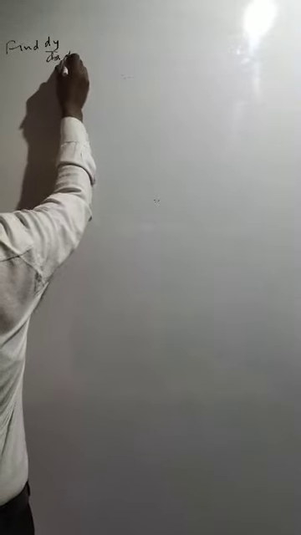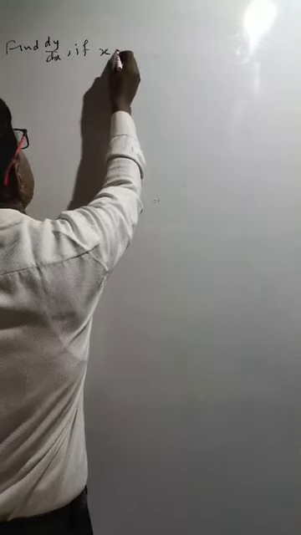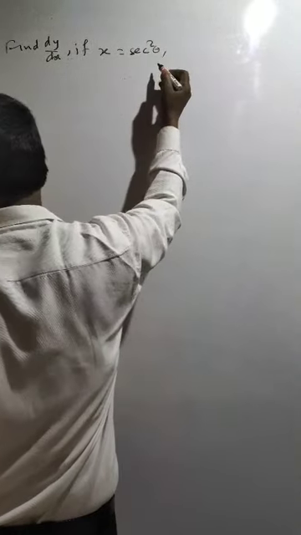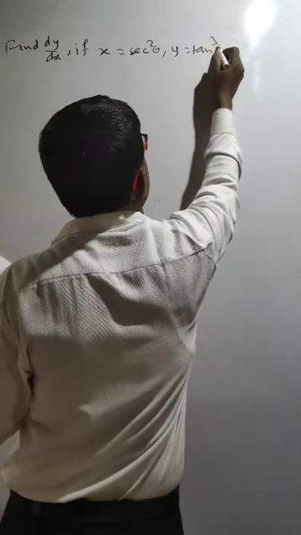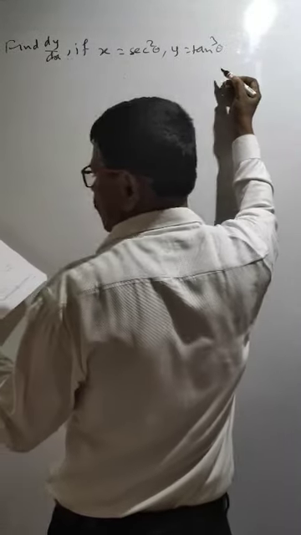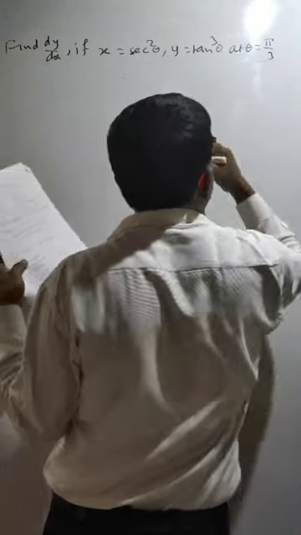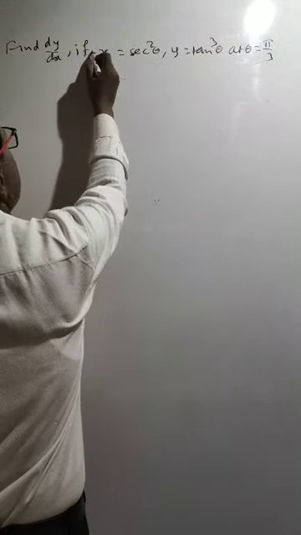Find dy by dx if x equal to sec square theta, y equal to tan cube theta, at theta equal to pi by 3. Second example.